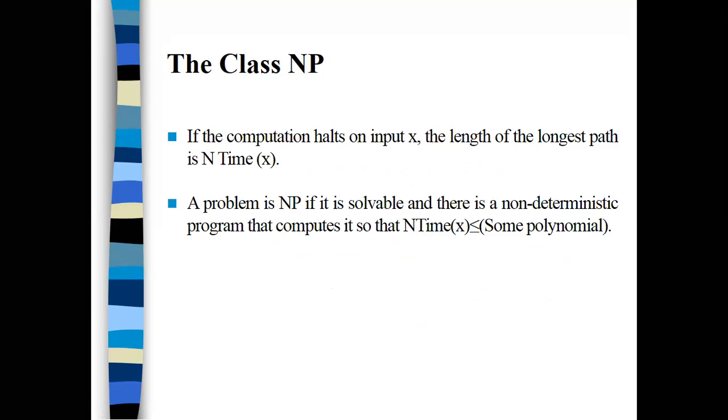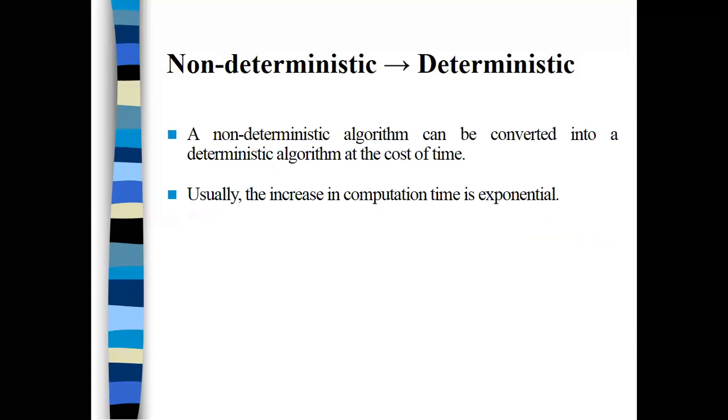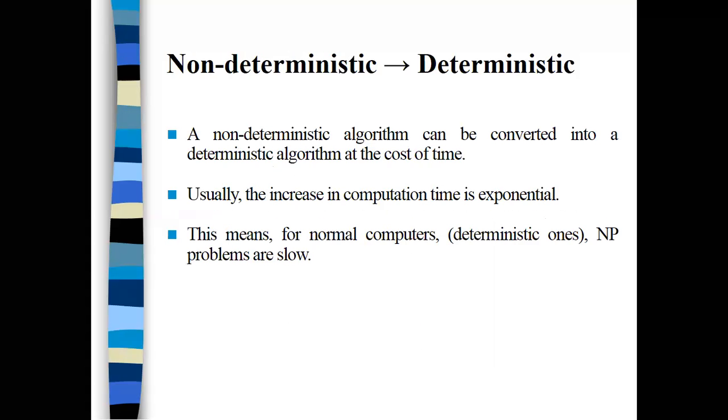So the class NP: if the computation halts on input x, the length of the longest path is N time x. N is the number and time x. A problem is in NP if it is solvable and there is a non-deterministic program that computes it so that N time x is smaller than or equal to some polynomial. So non-deterministic problems, if we want to make them deterministic, a non-deterministic algorithm can be converted into a deterministic algorithm at the cost of time.